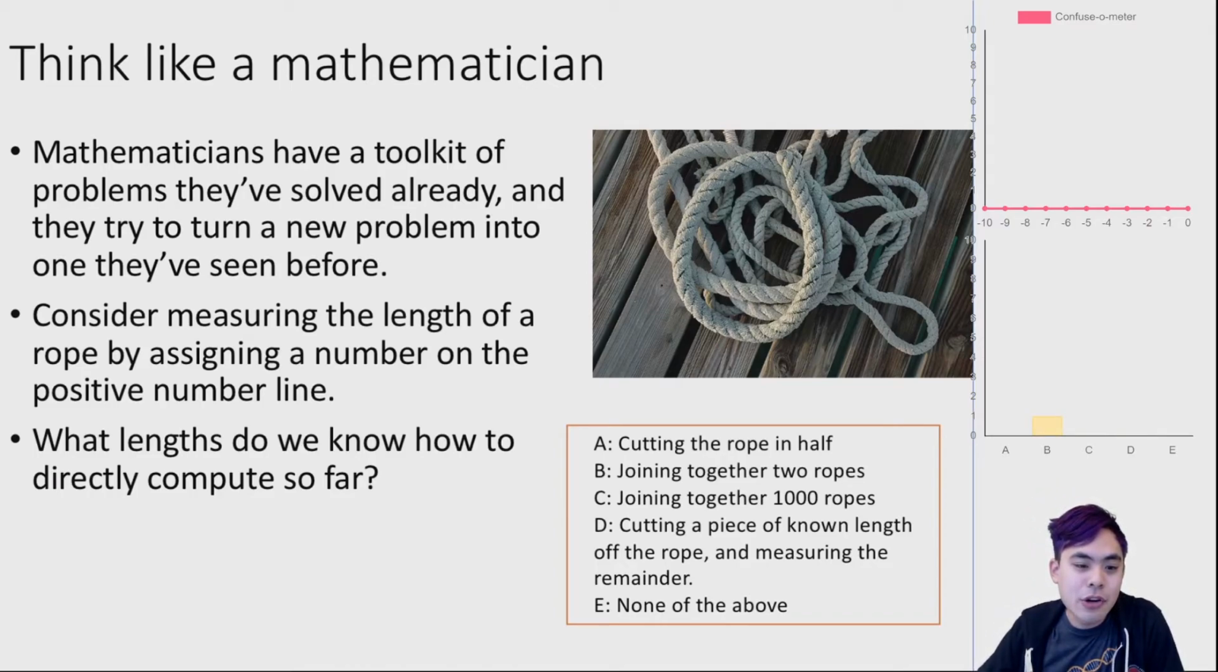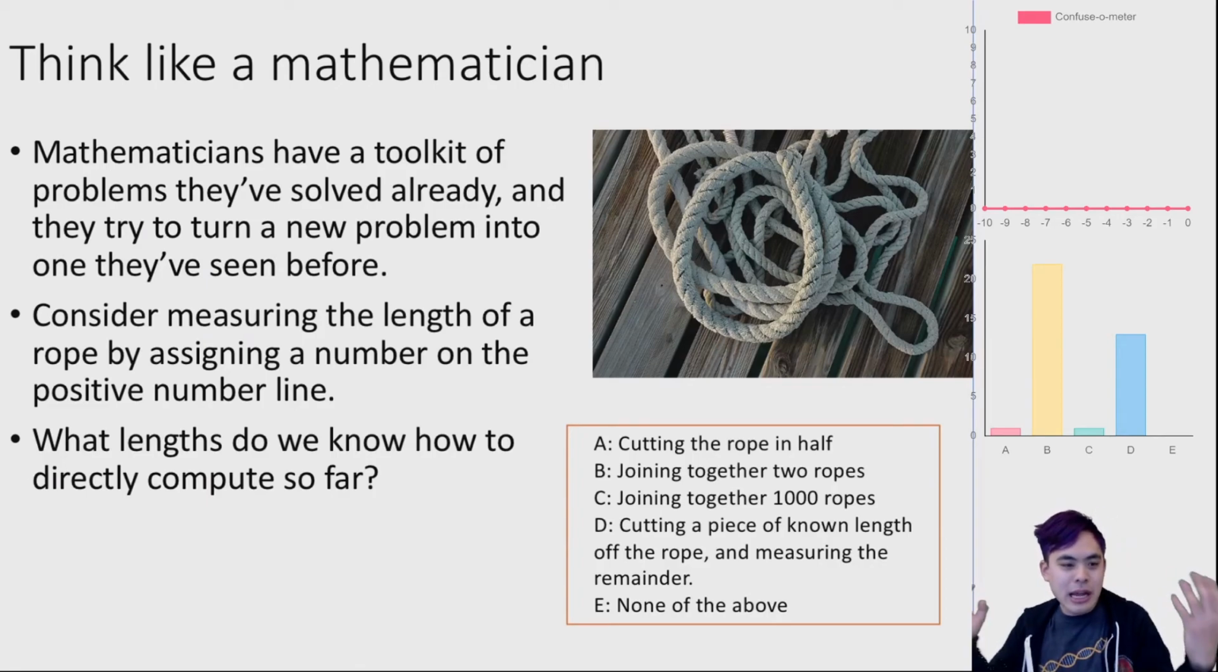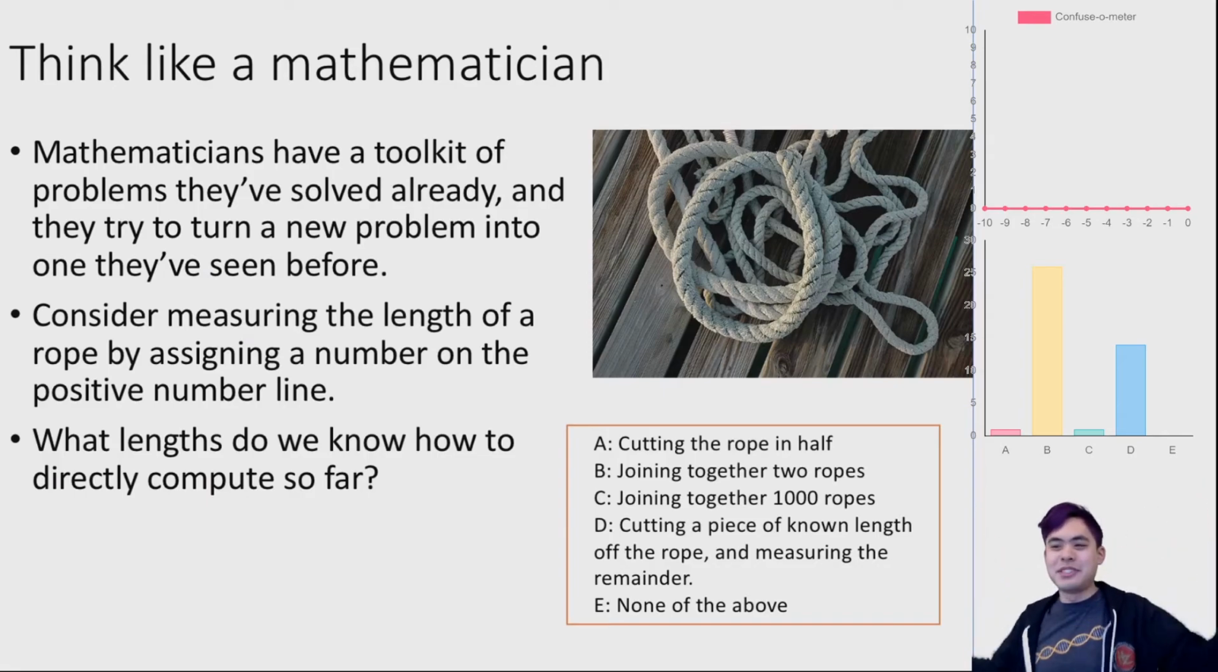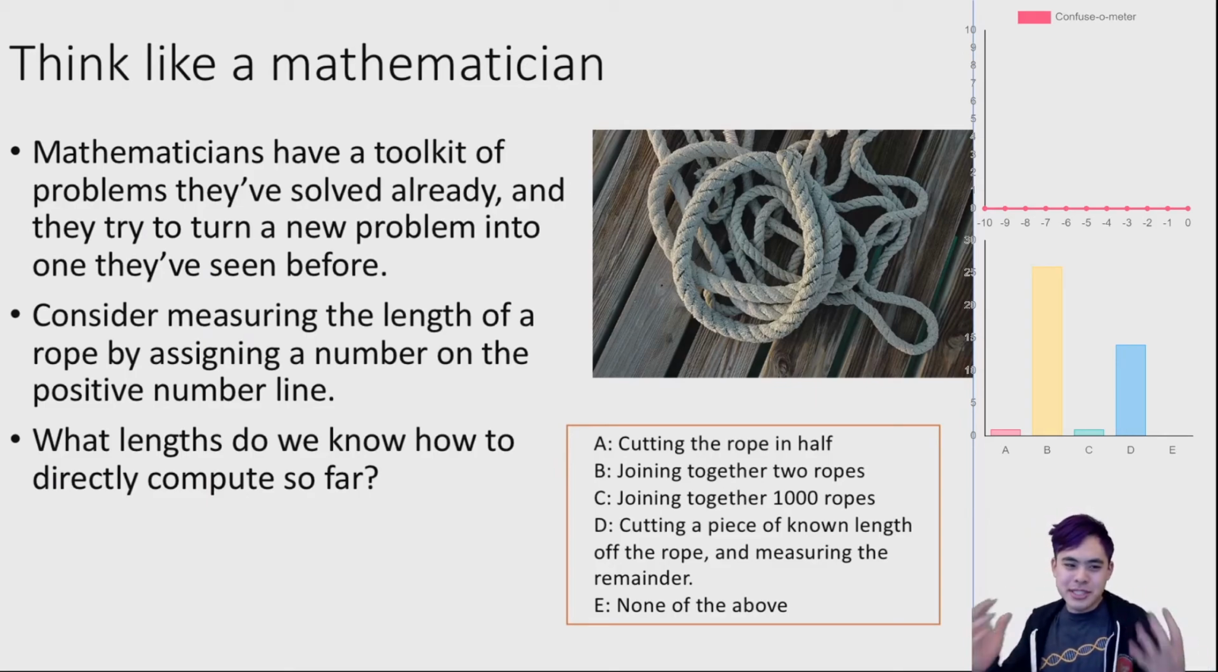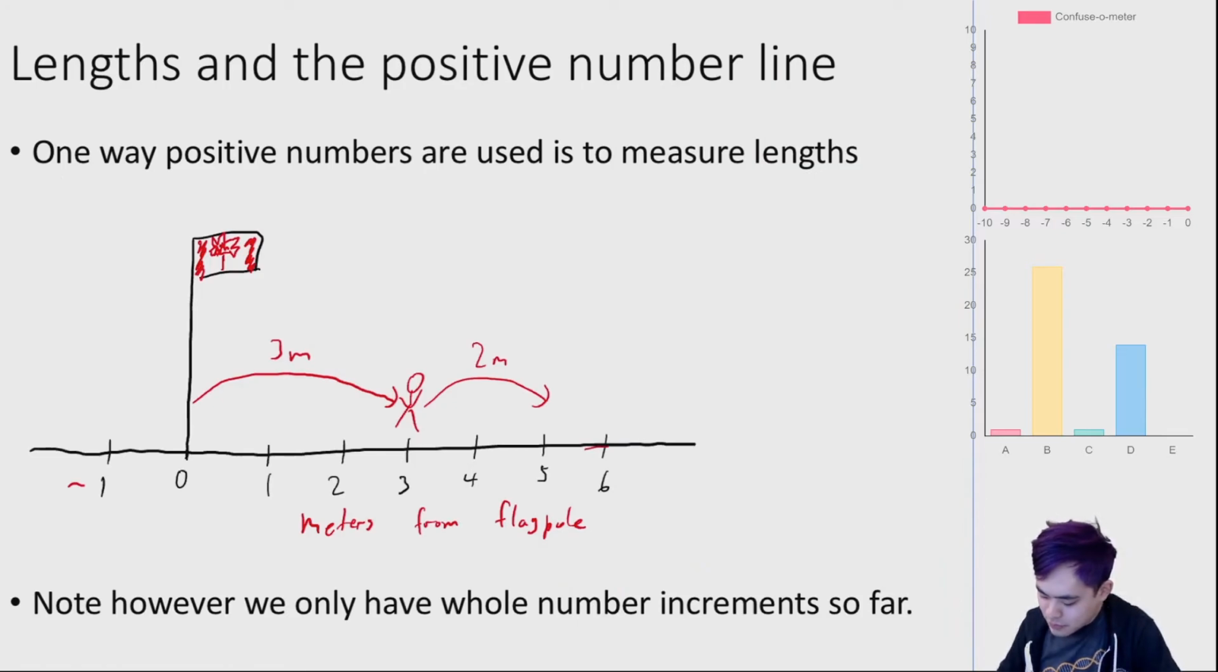Let's see. How are people voting? Okay, so we have a number of B's and we have a number of D's. So it looks like you guys have a pretty good understanding of what I mean by what do we know how to do. Because cutting a rope in half, well, what does a half mean? We haven't invented halves yet. All we've invented is whole numbers, like we were saying. And so there's no sense of what it means to cut a rope in half.